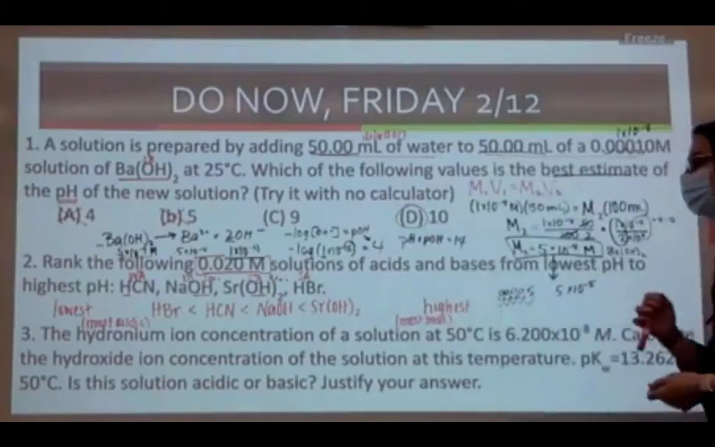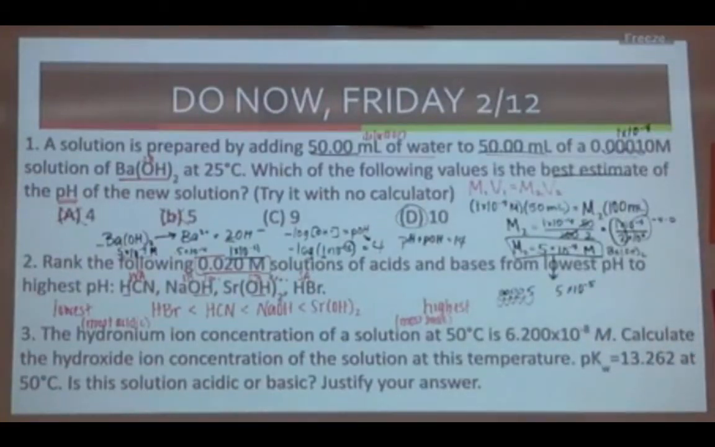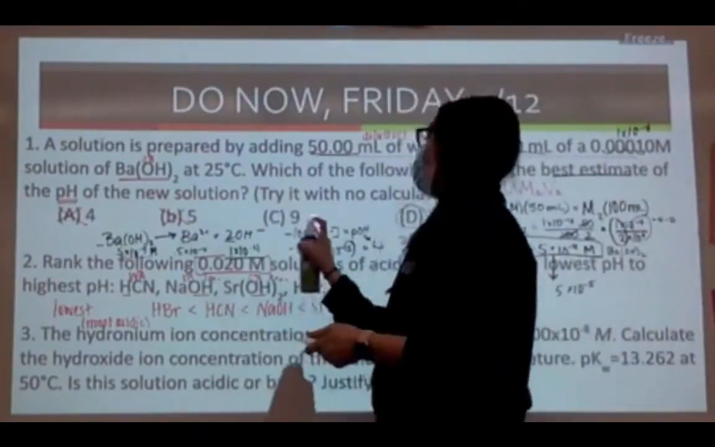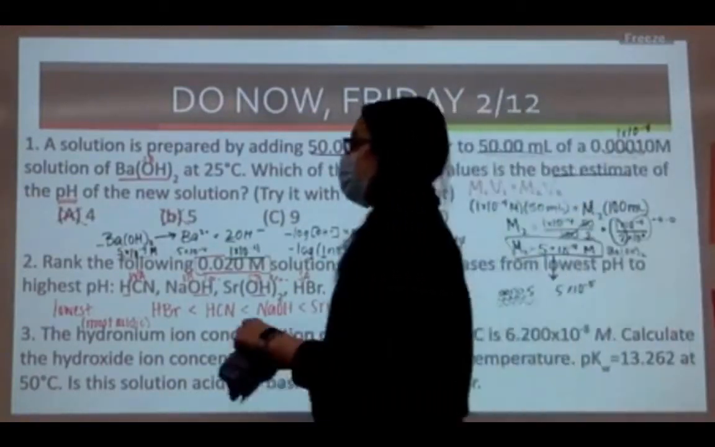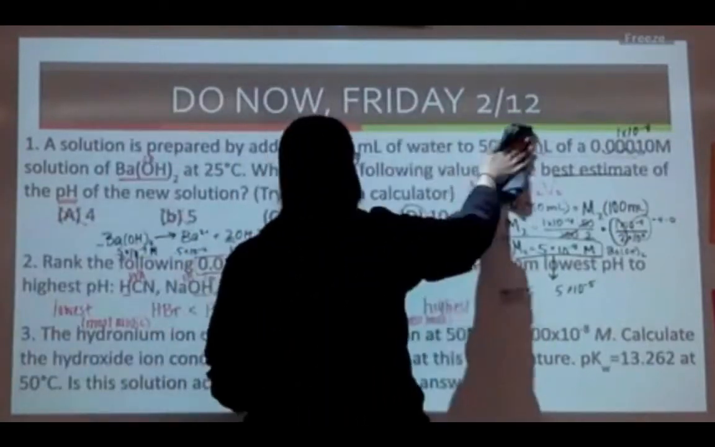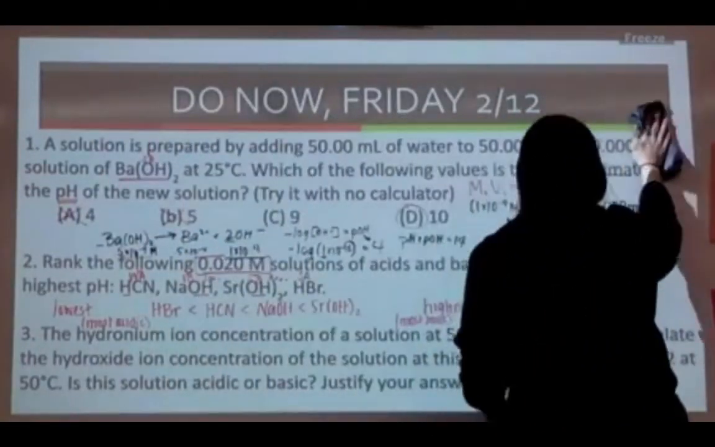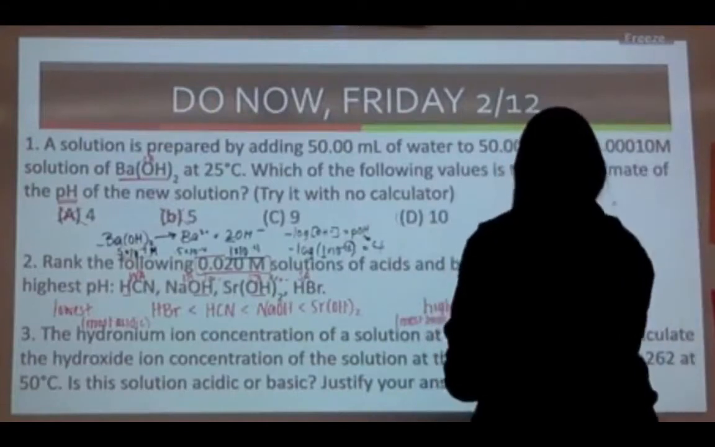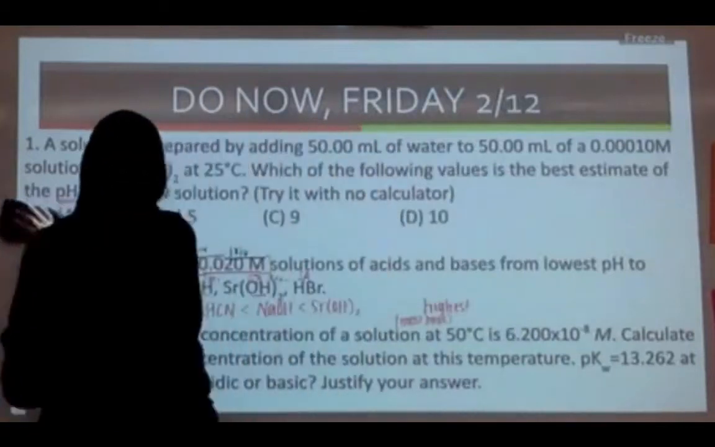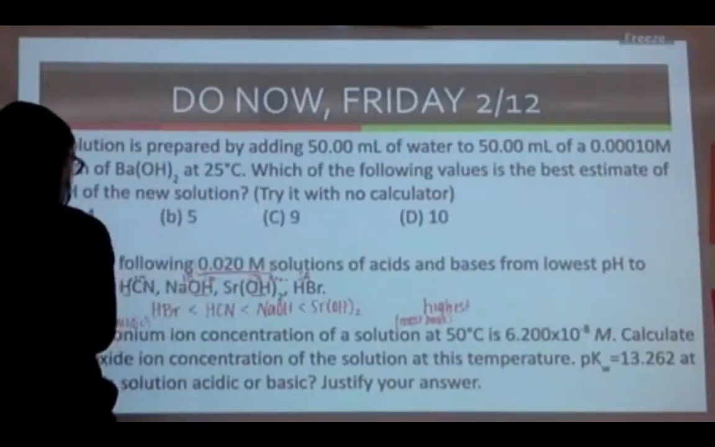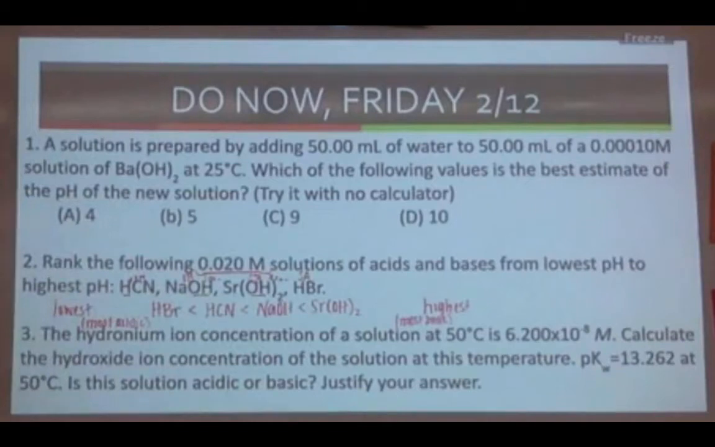Yeah. And then the last question, and this is actually similar to one of the questions on Mastering. I don't remember the exact number. Where you're looking at what happens if you're at a different temperature. Right? What happens to your value of H plus and OH minus and Kw if you are no longer at 25 degrees Celsius? So looking at number 3, it says the hydronium ion concentration of a solution at 50 degrees Celsius is 6.2 times 10 to the negative 8th molar.